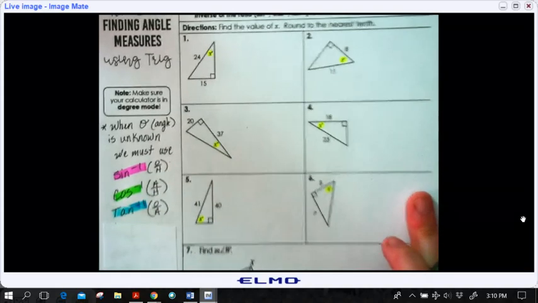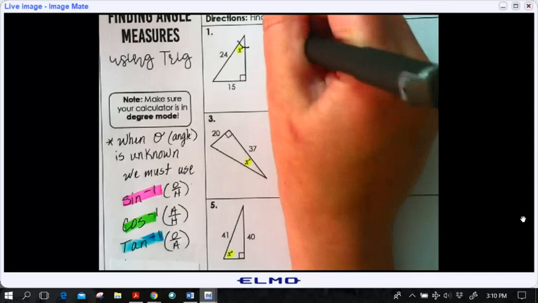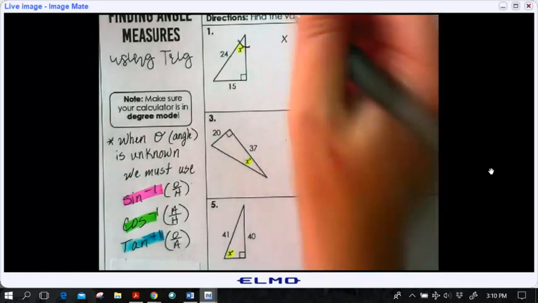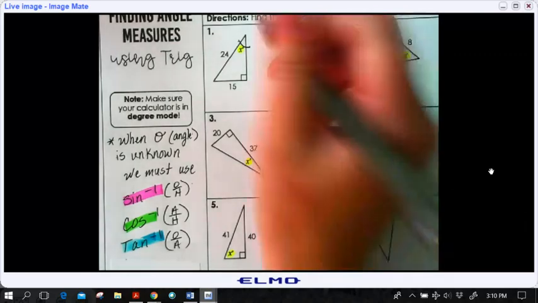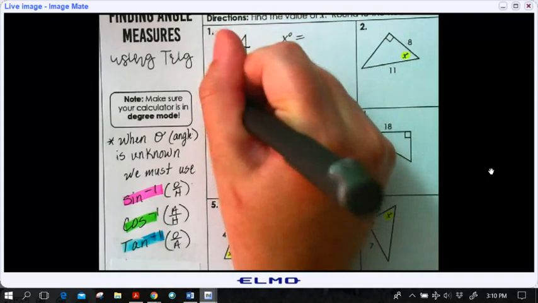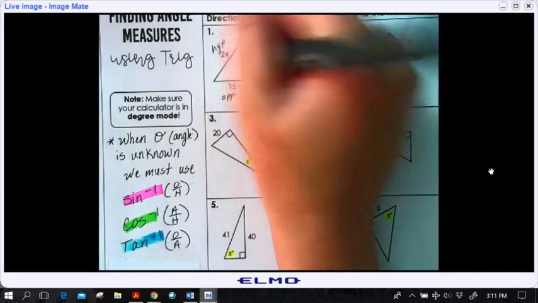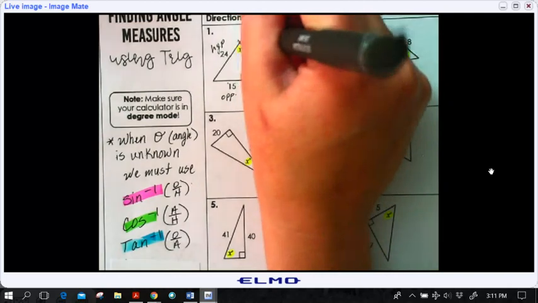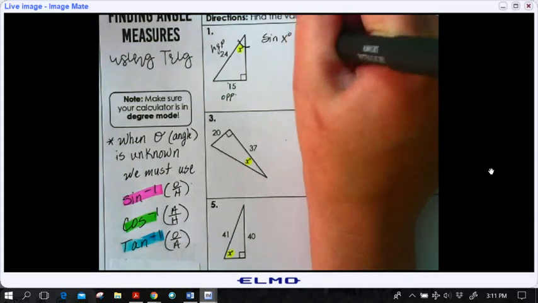So for example number 1, I know that I need to find this angle, X. And so, what do I know about the sides? Which sides do I know in relation to this angle? I know the opposite, and this is the hypotenuse because it's across from the 90. So I know opposite and hypotenuse, which is my sine function. Sine of X equals 15 over 24.